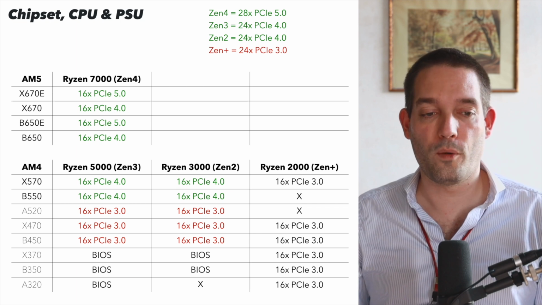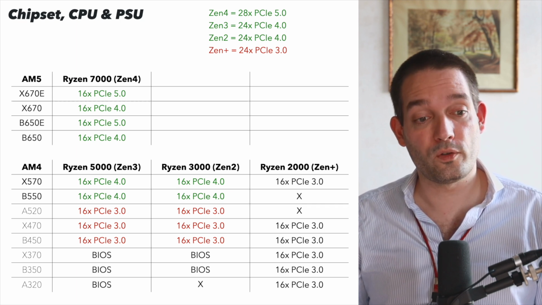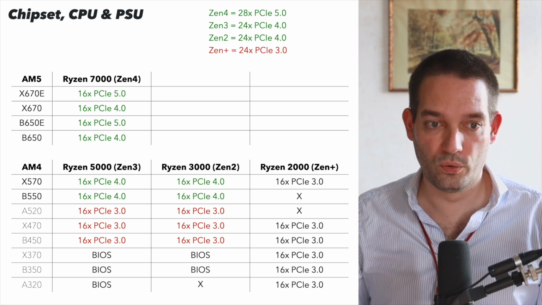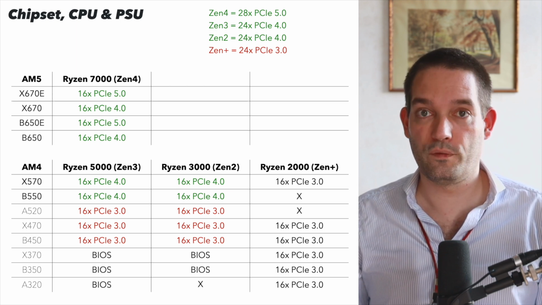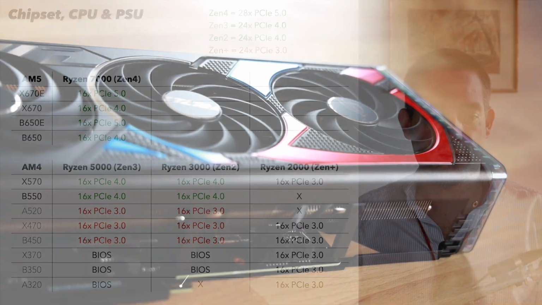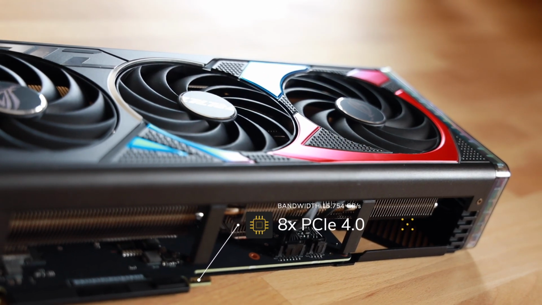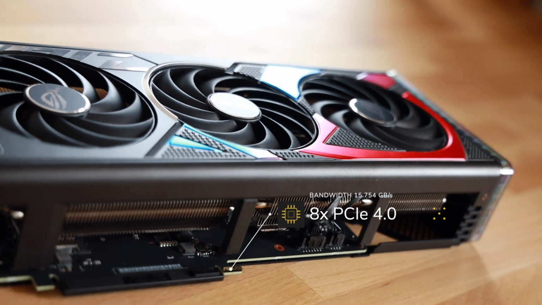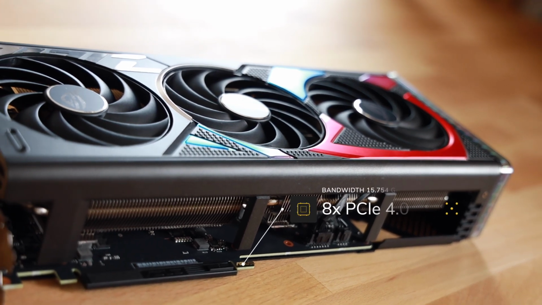a PCIe 4.0 card. So you also want to have a PCIe 4.0 board and CPU. Please make sure you have PCIe 4 if you want to have the RTX 4060, since it's an 8-lane card. So that's something that some people might overlook. You have this 8-lane card, which I have shown you.